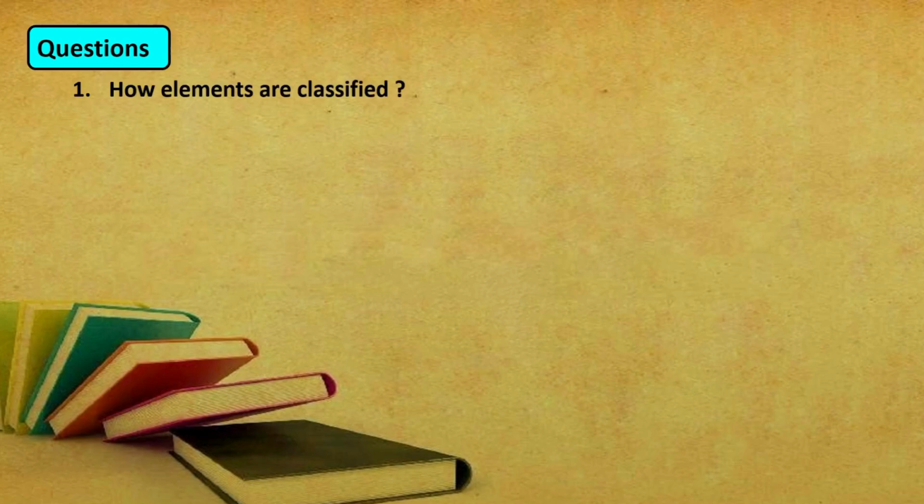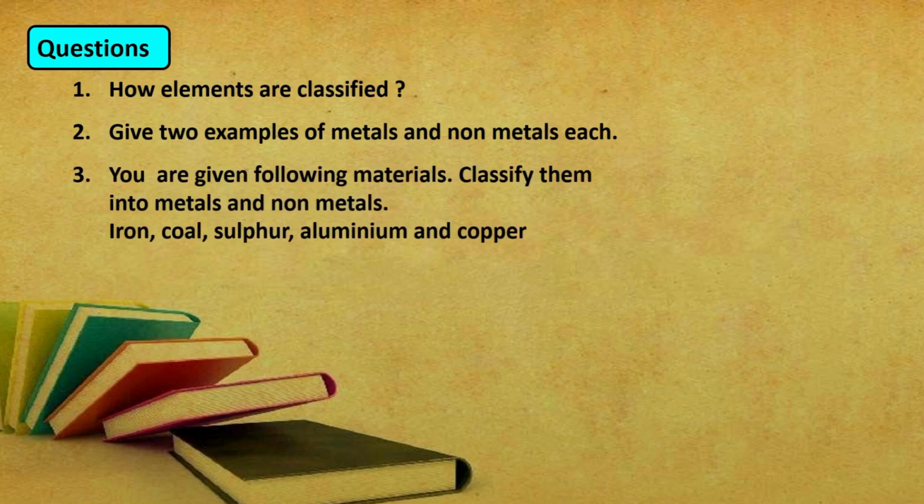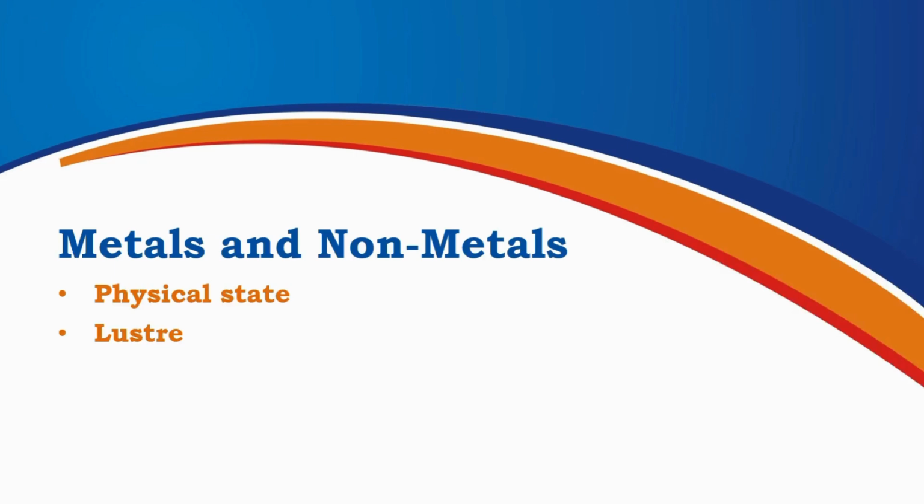The questions: how are elements classified? Give two examples of metals and non-metals each. Students, all of you should write this question and the answers in your copy. Let's proceed to the next slide. You are given the following materials. Classify them into metals and non-metals: iron, coal, sulfur, aluminium, and copper. So these are the questions that you should answer in your copy.